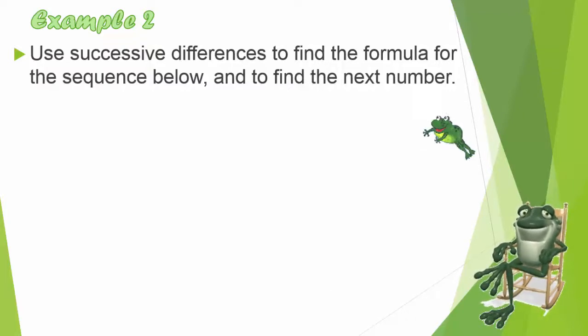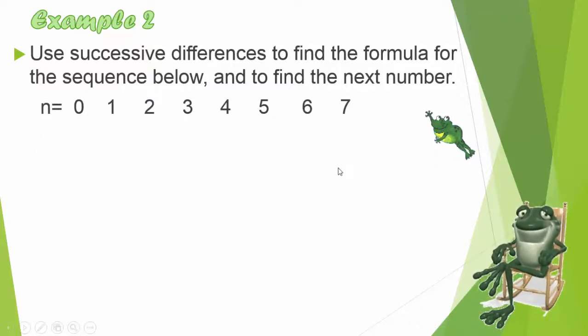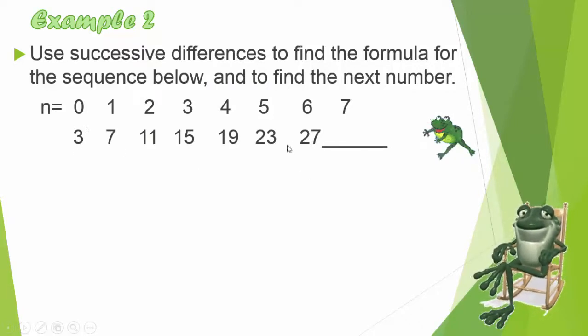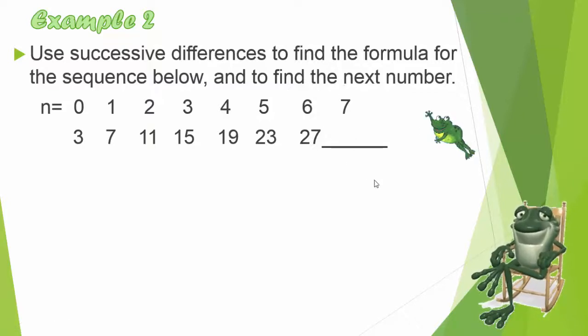find the next number. So here we label the n's, n from 0 to 7, and here is our sequence, and we're starting at 3, and we're going up to 27, and we want to find n is equal to 7. Let us go over to the whiteboard and work this one out. So in this one, we're going to find the formula like we did earlier, but we're also going to use the formula to find the next number, and then we can check it just by predicting it.